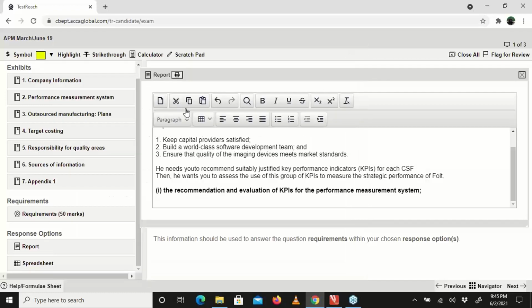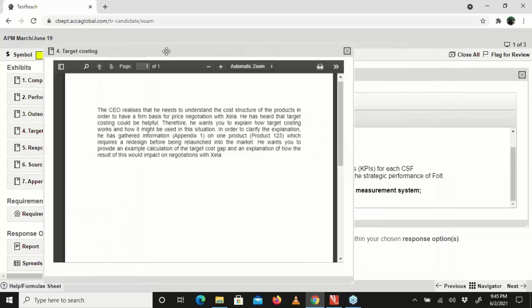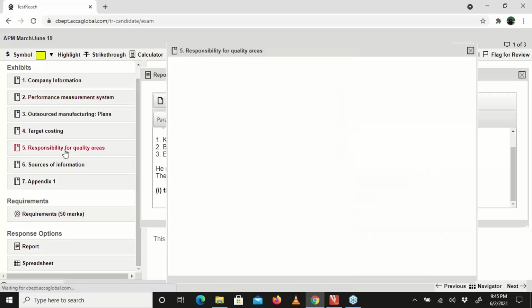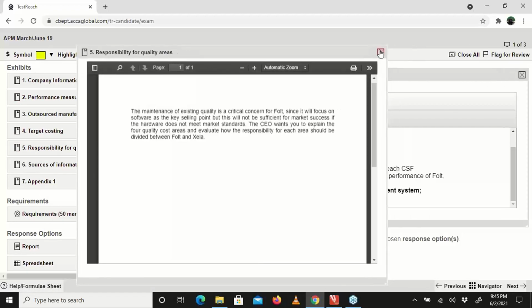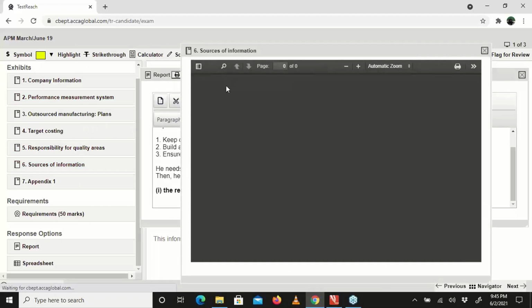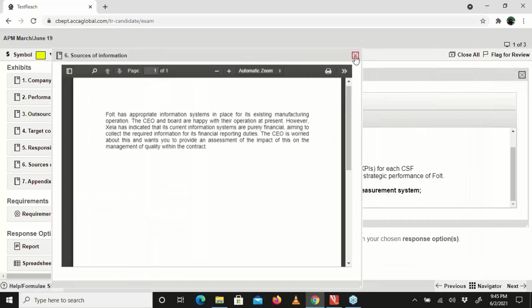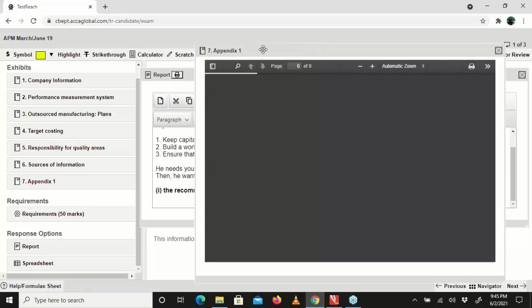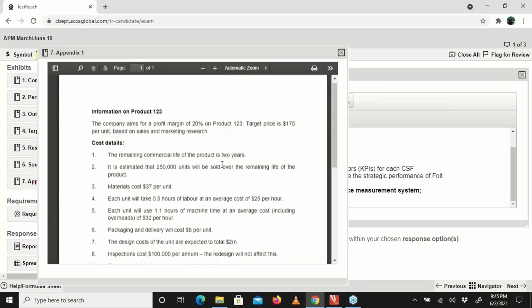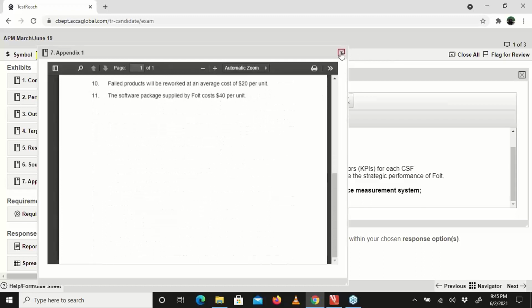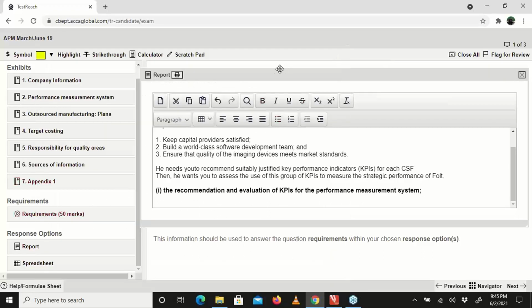This is for Zela manufacturing. This is for target costing. This is for quality. This is for sources of information. And then there is this appendix. So apparently no information is relevant with respect to this part A, or question requirement number 1. Now we are going to answer the question requirement.